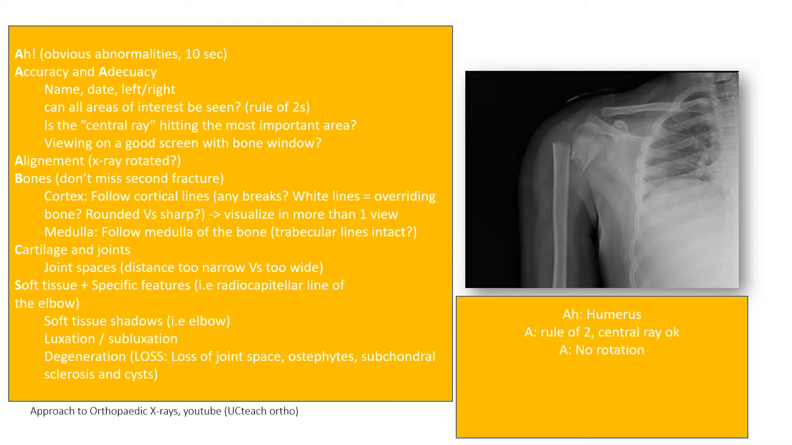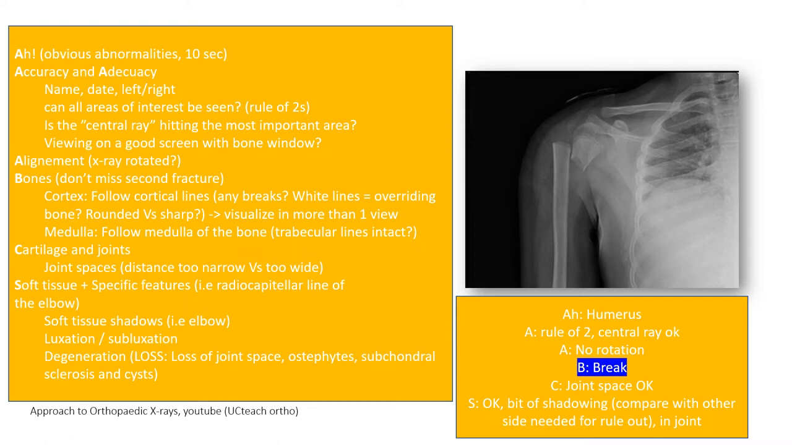it. So we think, okay, there's a humeral fracture. Rule two, the central area is okay. There's no rotation. There's a break. We saw the break. And the joint space looks okay. Okay, there's a bit of shattering as we talked about, but it seems like it's in the joint.